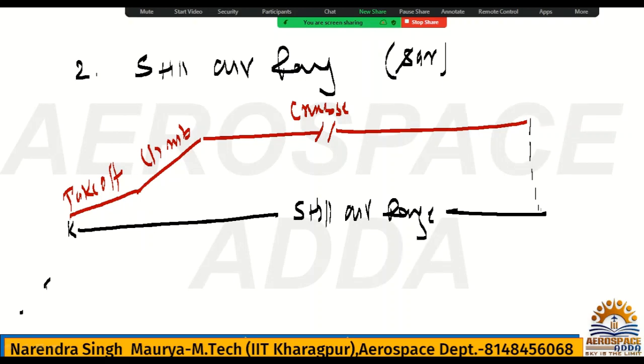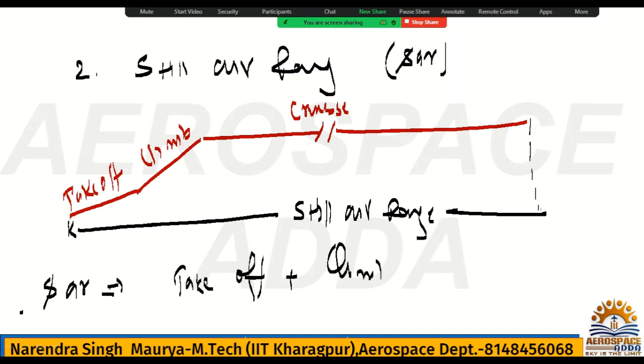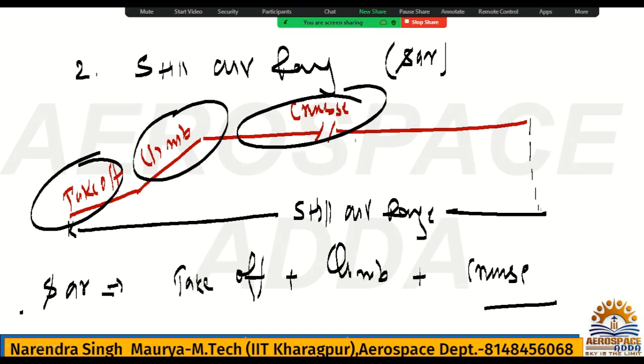So this small SAR, meaning still air range, includes what? Takeoff, climb, and cruise. Then it will be called still air range. Okay, draw the diagram. What you have? Takeoff, climb, and cruise. Then for this distance, whatever amount of fuel you are carrying, for this operation only, what operation? Takeoff, climb, and cruise, then it will be called still air range.